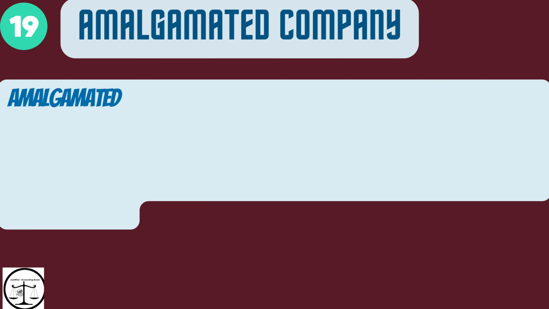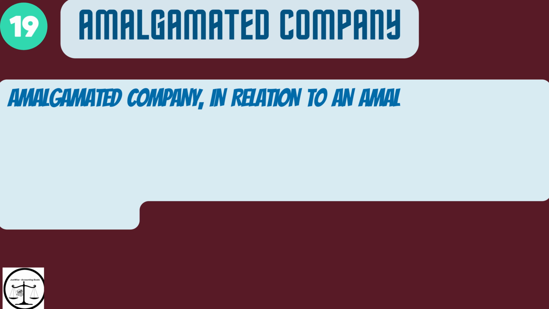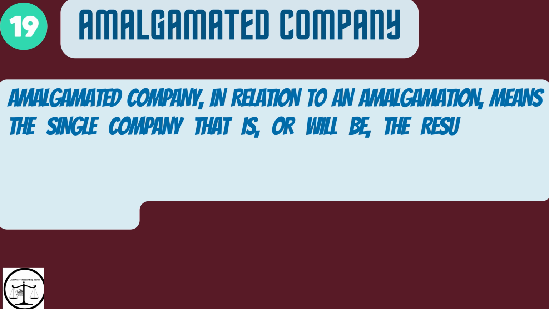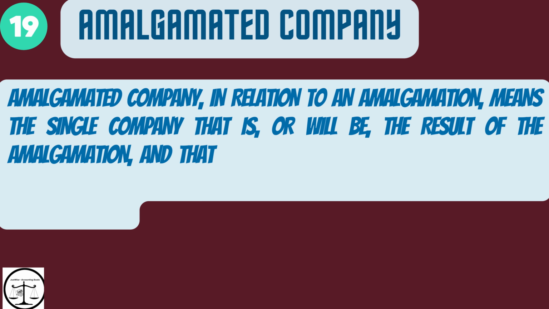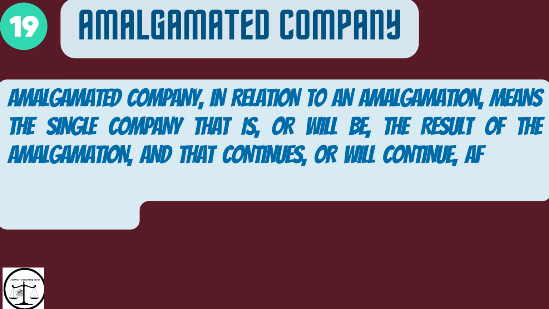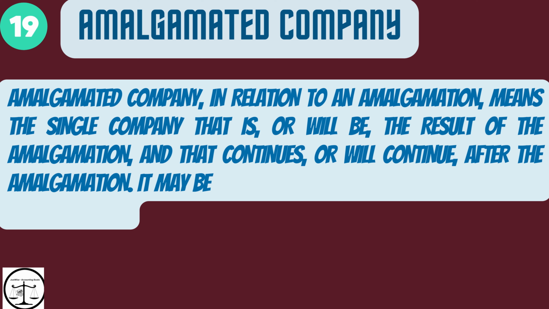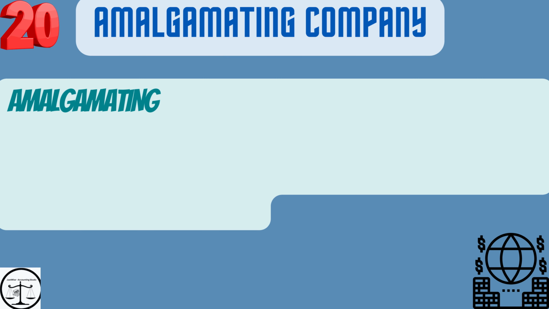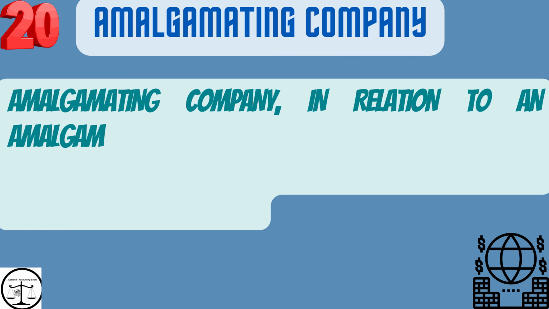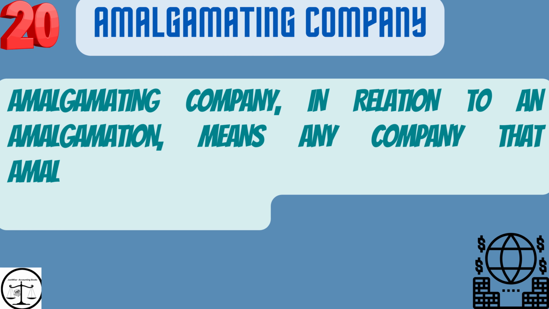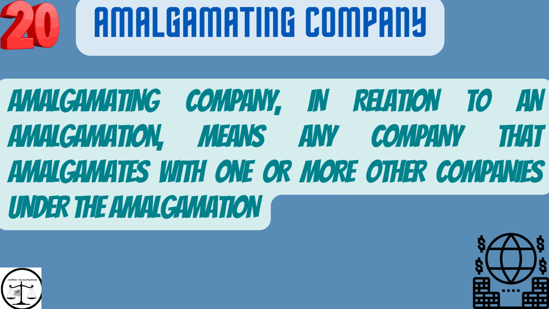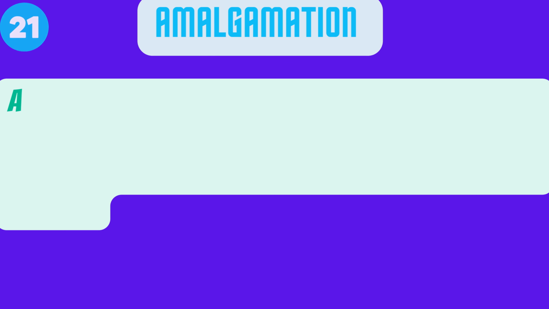Word number 19. Amalgamated company, in relation to an amalgamation, means the single company that is, or will be, the result of the amalgamation, and that continues, or will continue, after the amalgamation. It may be one of the amalgamating companies or a new company. Word number 20. Amalgamating company, in relation to an amalgamation, means any company that amalgamates with one or more other companies under the amalgamation. Word number 21.